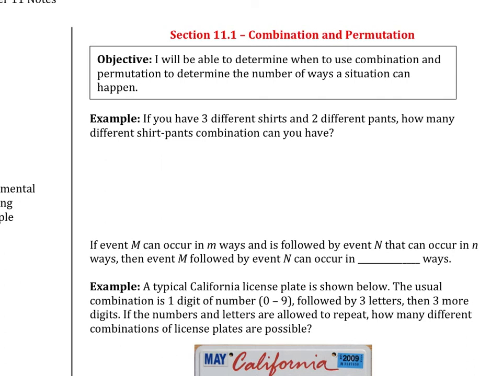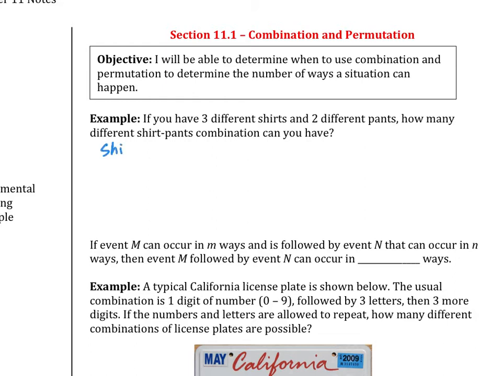In this section, we're going to talk about how to use combination and permutation to determine the number of ways a situation can happen. So we're going to look at an example first, and this is a very easy example. If you have 3 different shirts and 2 different pants, how many different shirt-pant combinations can you have? So some of you already know the answer is 6, but let's say that you didn't, and let's see how we can actually figure this out.